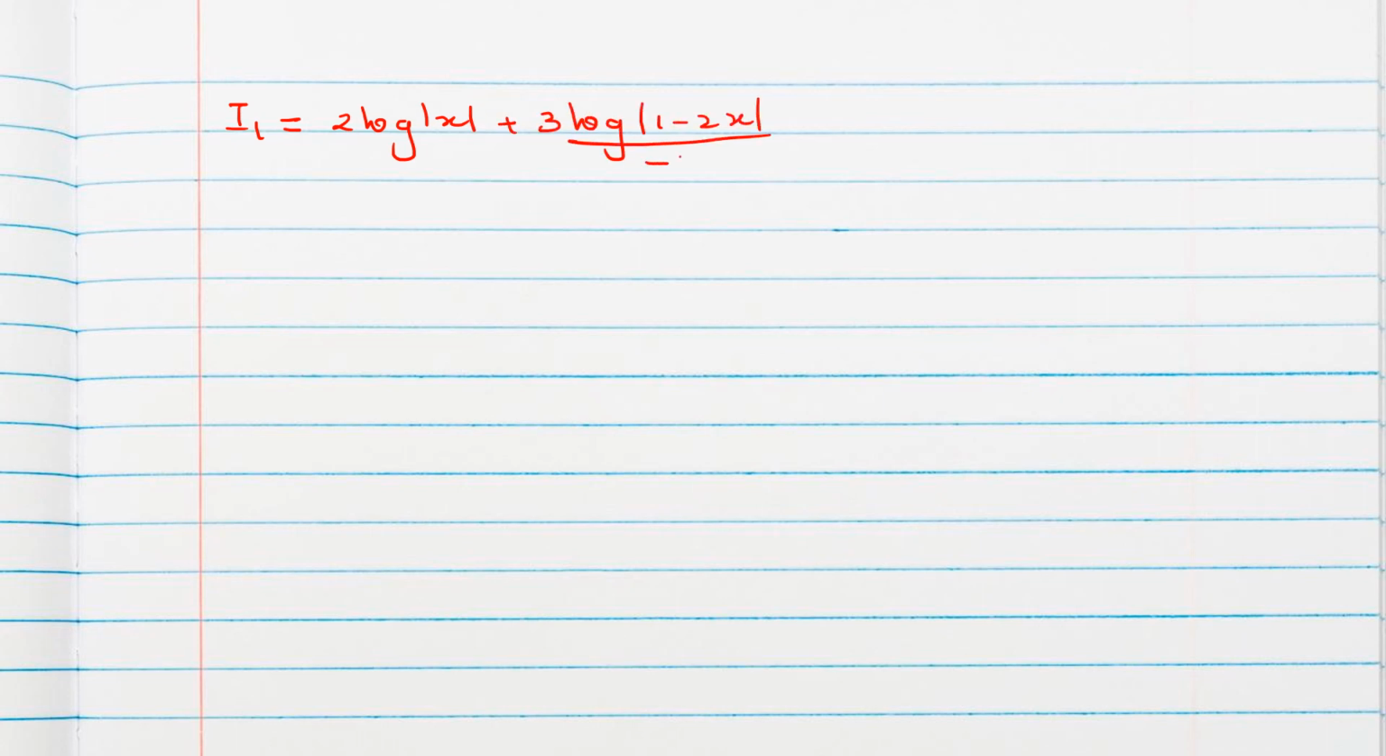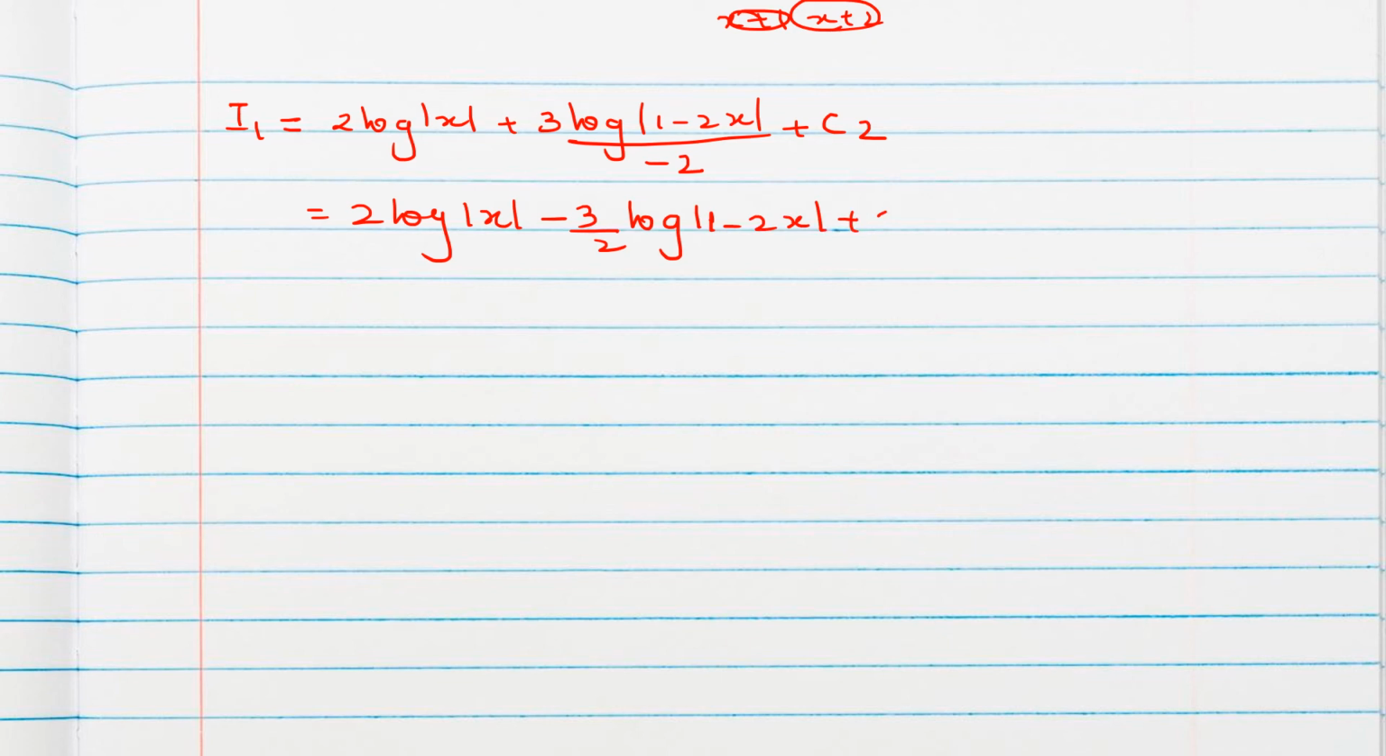Why did I divide by minus 2? Because this is a composite function. Whenever we get a composite one, we should divide by the derivative of the inner function. In all previous integrals we didn't divide because there we got x plus 1 and x plus 2 terms, so the derivative of that term will be 1 only. Dividing by 1 means nothing will change. So this we can write, since the minus we can write up, as minus 3 by 2 log of 1 minus 2x plus C2.